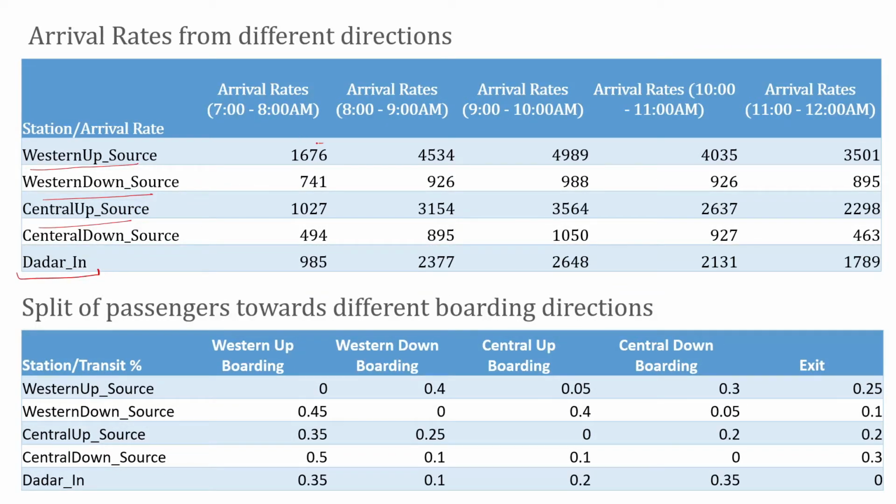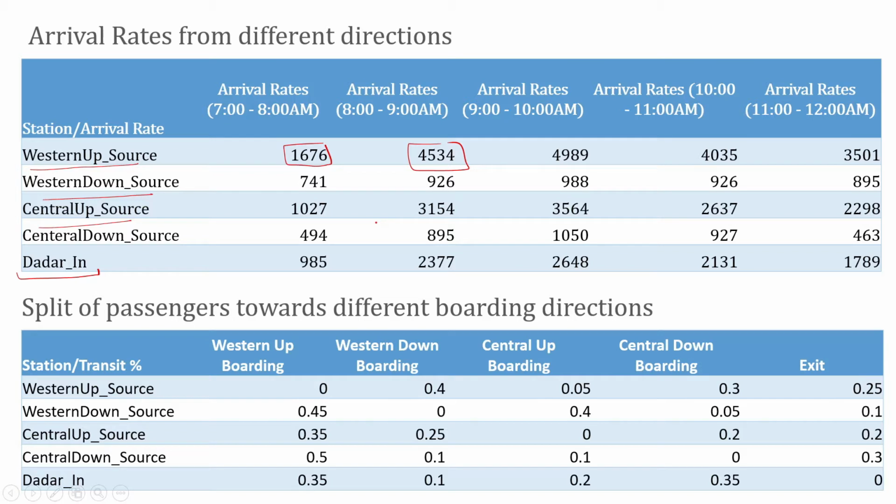The first entry shows 1676, that is 1676 into 100 people per hour coming at Dadar station in the time interval 7 to 8. Similarly, 4534 into 100 shows the number of people coming from western up direction at Dadar station.